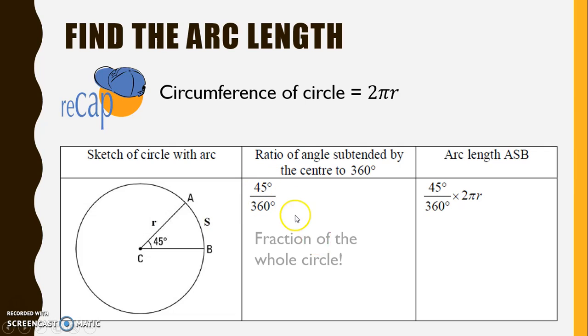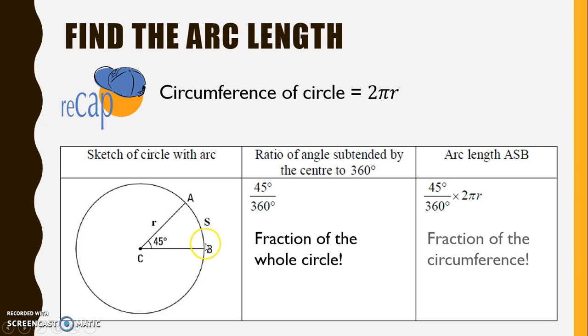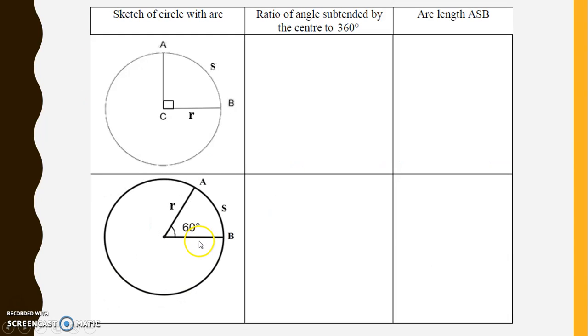Why? Because this ratio represents a fraction of the whole circle, and the arc length is the corresponding fraction of the circumference. What happens if now my angle changes to 90 degrees? Most of you would know that ASB would be 1/4 of the whole circle, right? But how do you get 1/4? Think about it. How would you make use of this angle? How we got 1/4 is 90 divided by 360 degrees.